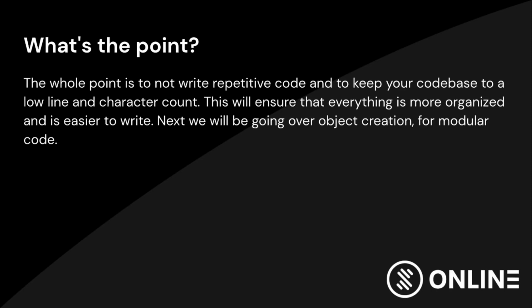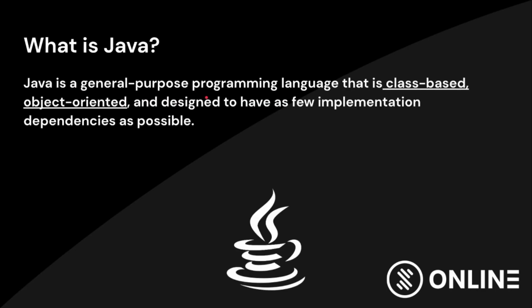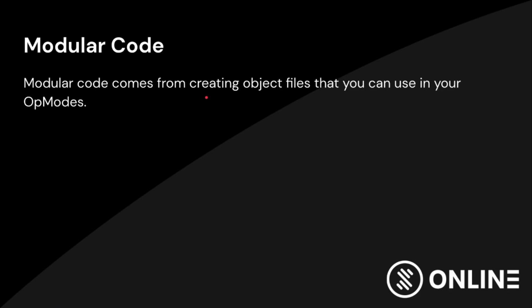Next, we're going to be going over object creation for something called modular code. This allows us to use the same code in multiple areas by just writing one line. Modular code comes from creating object files that you can use within your OpModes. We're going to be creating two of them, robot and movement.